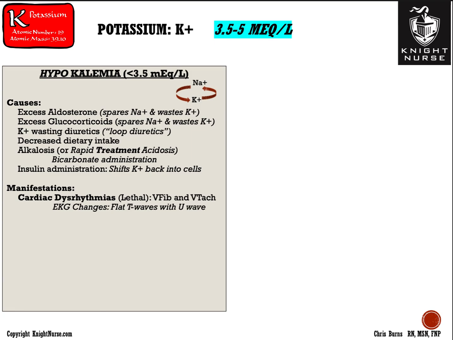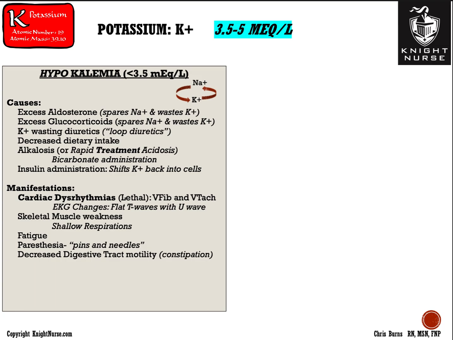What do we see with hypokalemia? Well, we see cardiac dysrhythmias, and they can often be lethal. Ventricular fibrillation, ventricular tachycardia. If you look at the EKG, the T wave of an EKG will follow the potassium level. So the T wave in hypokalemia will be low or flattened. Skeletal muscle weakness. This could cause decreased respirations, fatigue, pins and needles, constipation because the muscles aren't working very well.